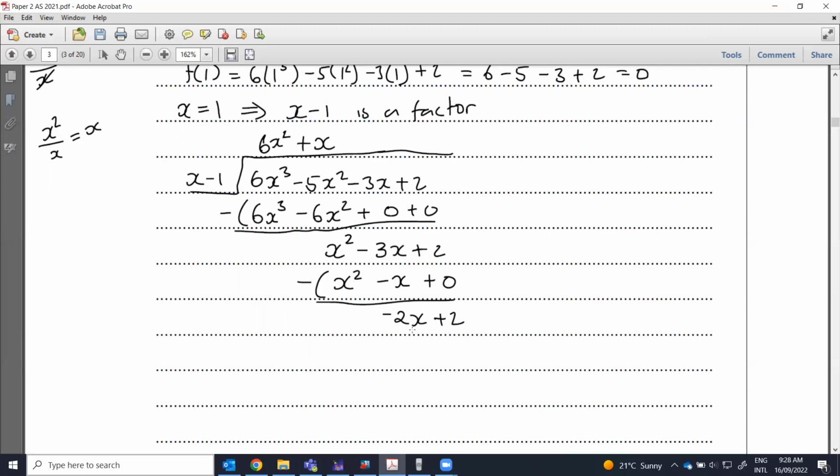And then you continue. You say negative 2x divided by x. So we're always just dividing by the first term here. And this gives us negative 2. So the x's cancel. So I put my negative 2 up there. And then I multiply x times negative 2. This is negative 2x. And then negative 1 times negative 2. Negative and negative gives me a positive. And then I subtract. Negative 2x minus negative 2x, that is 0. 2 minus 2, this is also 0.